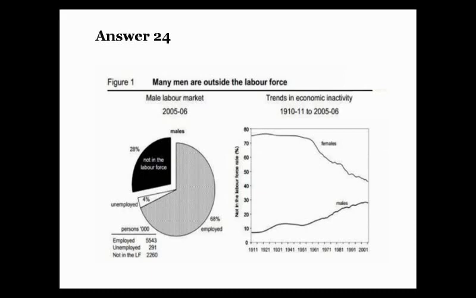According to the graph, for the pie chart of the male labor market in 2005 to 2006, the largest number can be found in employed, which is about 68%, while the smallest number can be found in unemployed, which is about 4%. And last but not the least, for trends in economic inactivity, there are two lines for males and females.